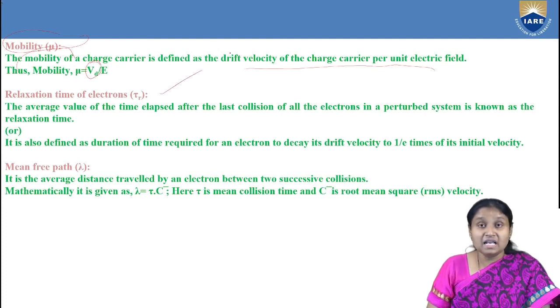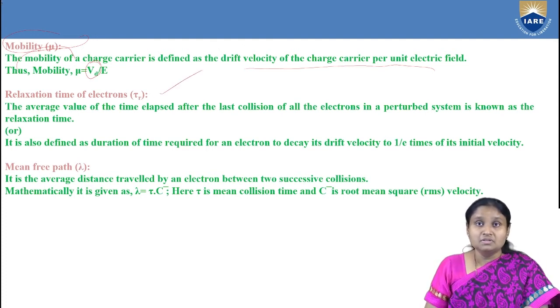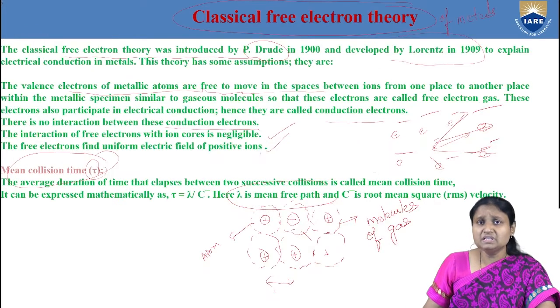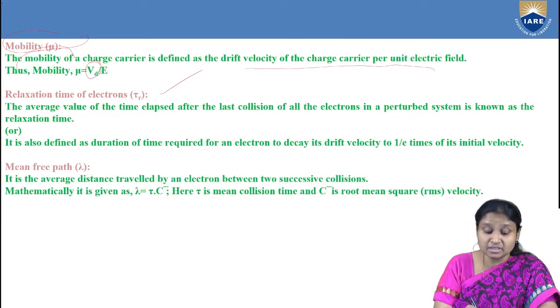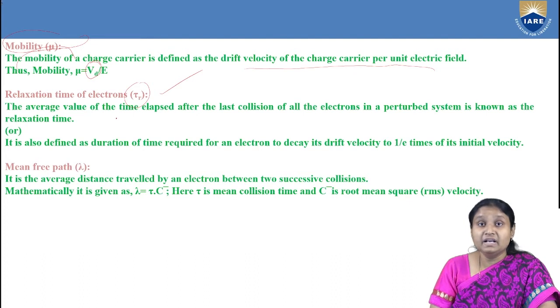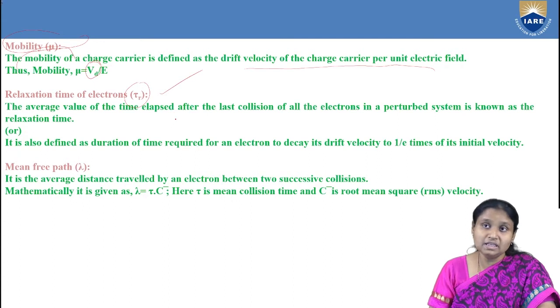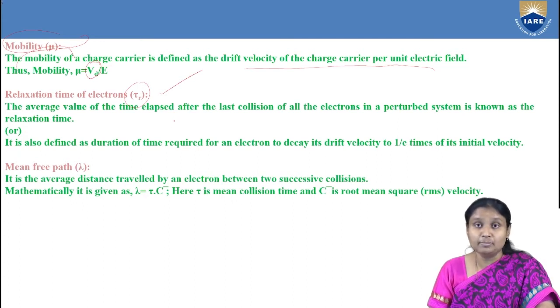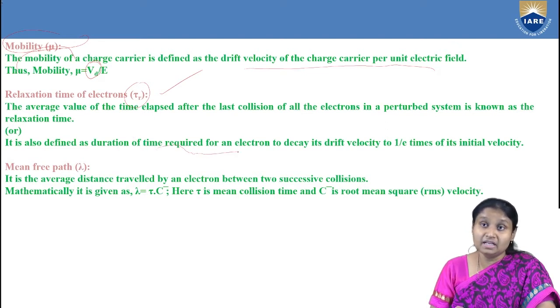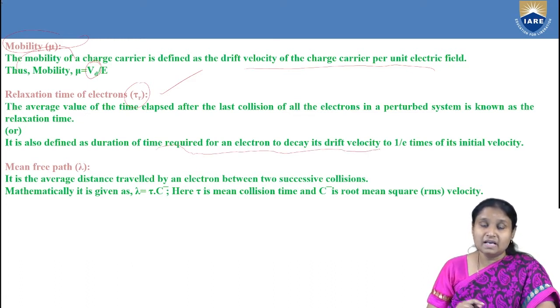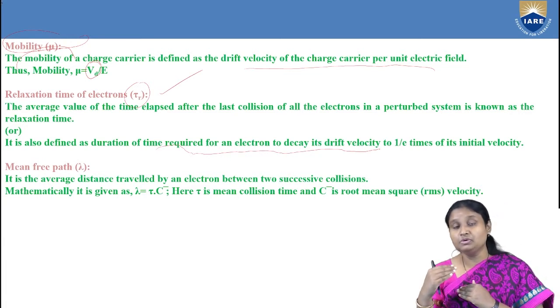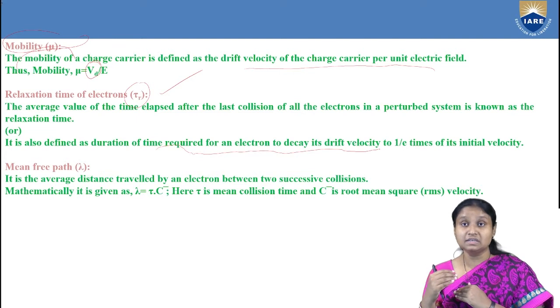Now coming to the next term, relaxation time of electrons. Previously we were talking about mean collision time, but relaxation time, represented by tau r, is defined as the average value of time elapsed after the last collision of all the electrons in a perturbed system has taken place. Or we can also say it is the duration of time required for an electron to decay its drift velocity to 1 by e times its initial velocity. So mean collision time is how much time is taken between two successive collisions.